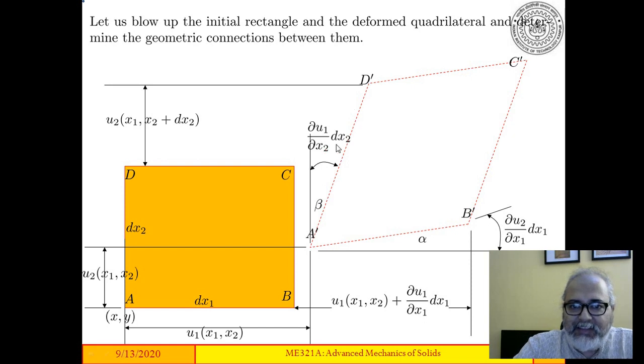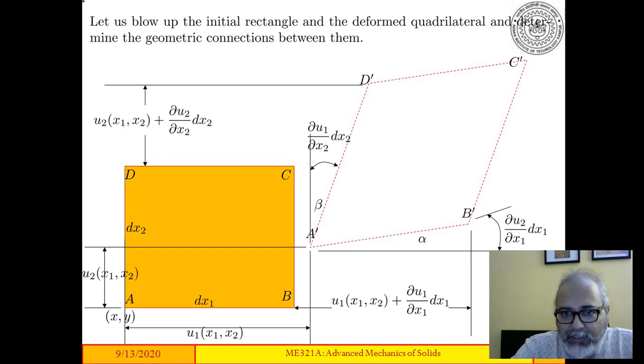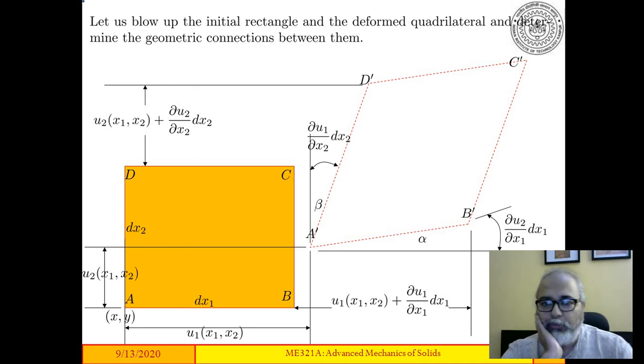Similarly, this is the distance between the u2 of A and D, and again you can apply the Taylor series and stop at the first term. As you go from A to D, you have varied only x2, so only dx2 comes here, and the derivative that is involved is del u2 del x2. So you can do this mentally, and this is how the geometry would look.